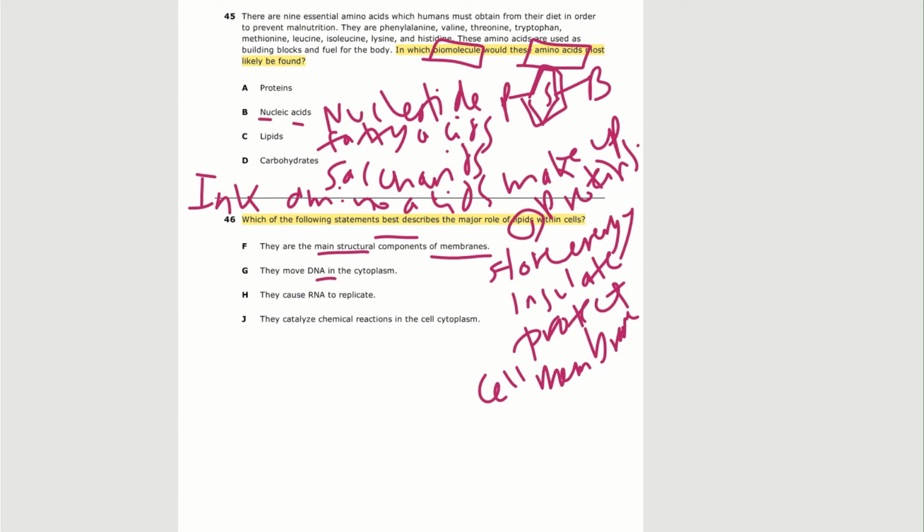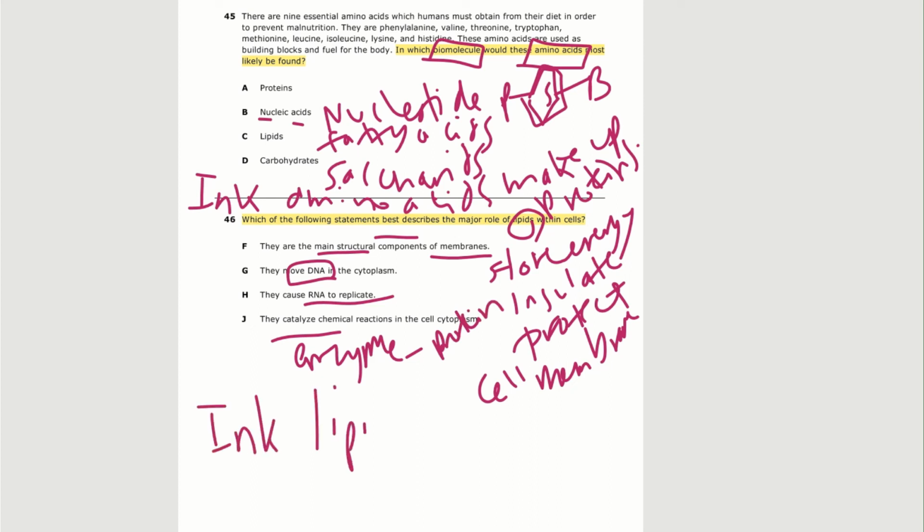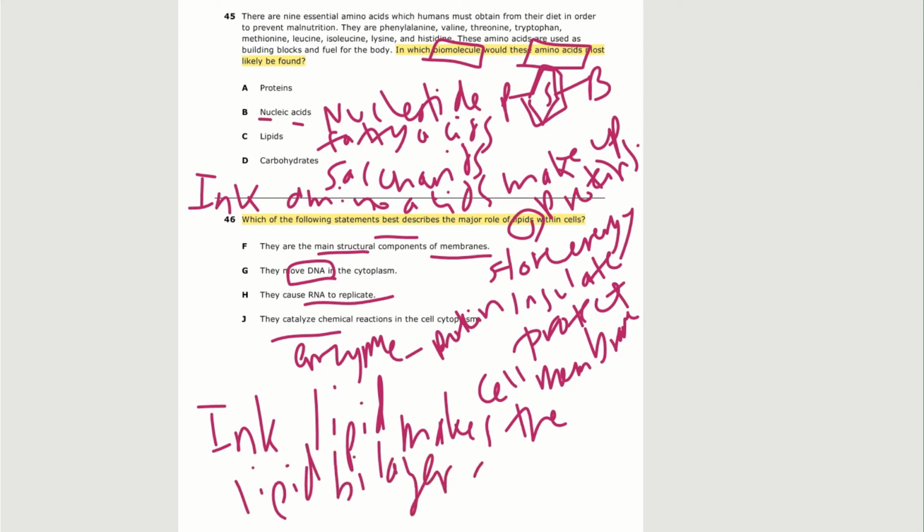They move DNA. What? No. They cause RNA to replicate. What? When have we even spoken about that? They catalyze. No, that's like an enzyme. And an enzyme is a protein. So the answer is F. I now know lipid makes the lipid bilayer cell membrane, right? It's a cell membrane. It's around all of your cells, protecting it.